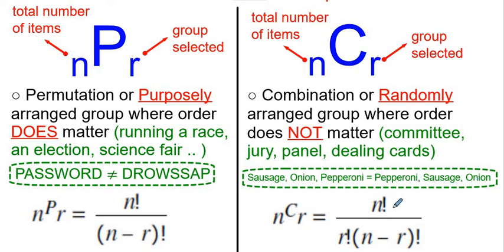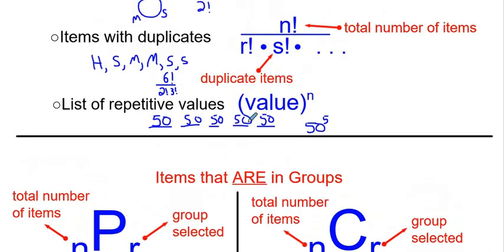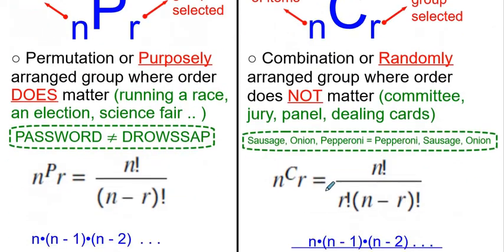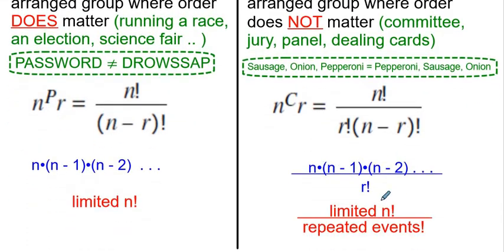And so the formula is almost the same. Look, we have an N factorial, we have N minus R factorial. Remember, R means the selected group. But then you're dividing out R factorial, which is in fact dividing out your duplicates. It's actually an application of this duplicate formula to the permutation formula. So you can think of that as limited N divided by repeated events, which is a really good way to think about it.